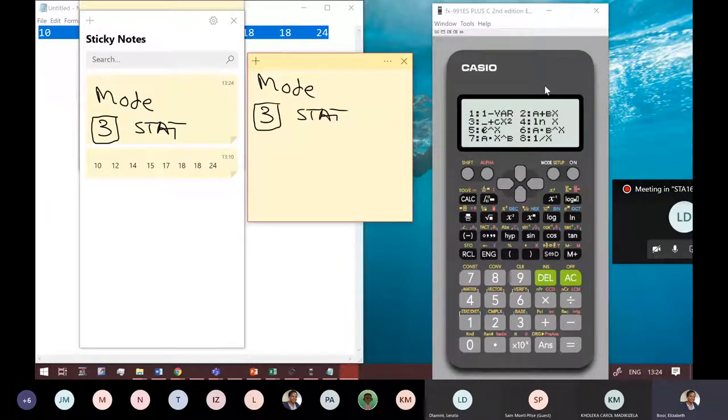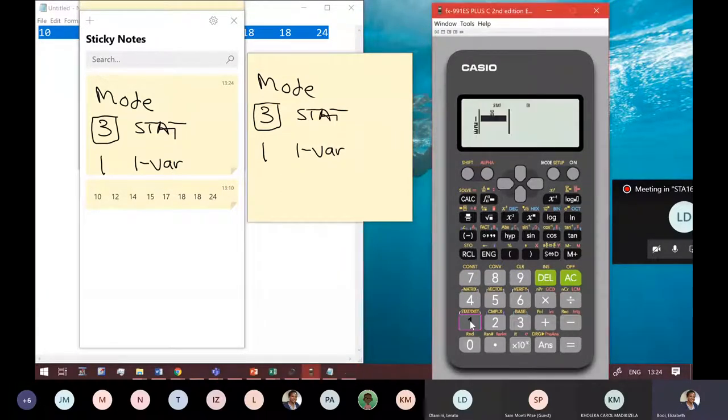Going forward, when we do chapter 12, you will use number 2. For today, we only want to use number 1, and that is what we are interested in. So you're going to press 1 for 1-VAR, and that gives us the descriptive statistics. You press button number 1 and it will give you a table.